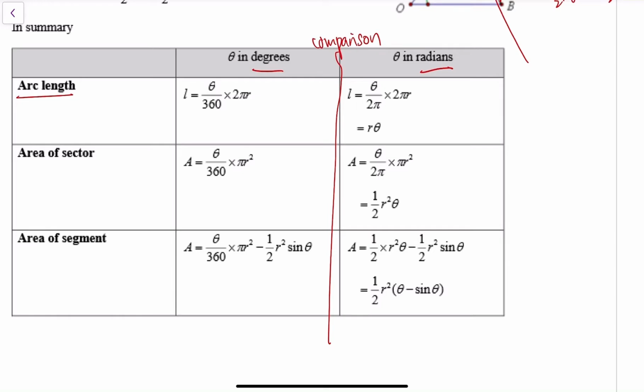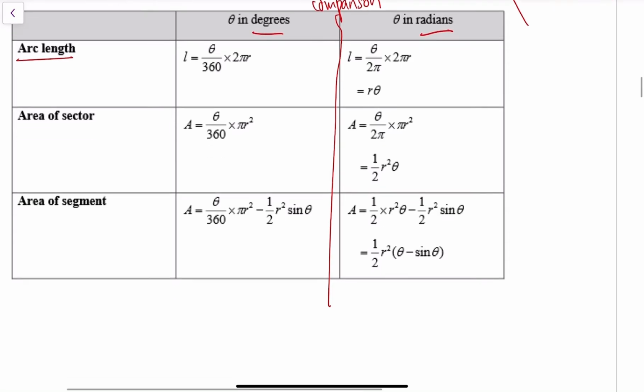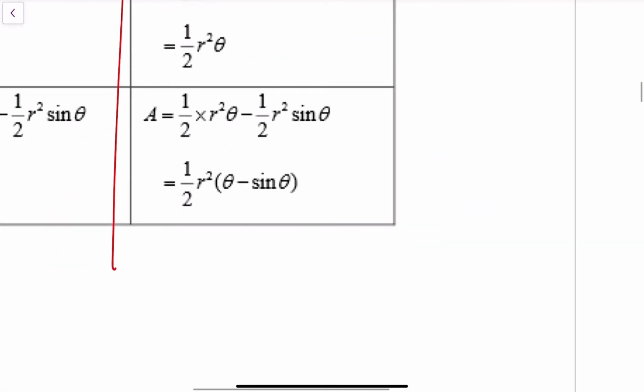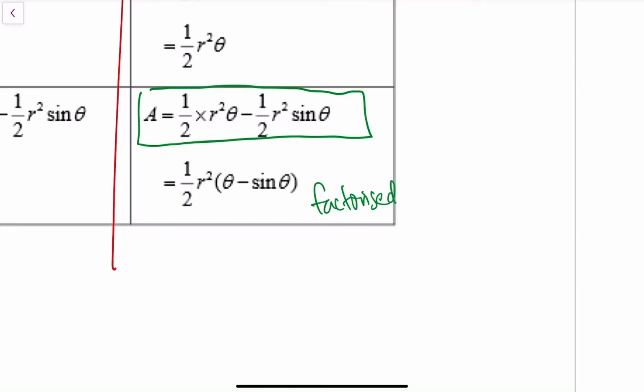The area of sector is also the same thing. Area of segment is also the same thing. Here, I want you to pay attention to the last line. We have a separate line here, which is what I have written just now. The separate line below that shows half r squared bracket theta minus sine theta, which is actually a factorized form of what we have here.